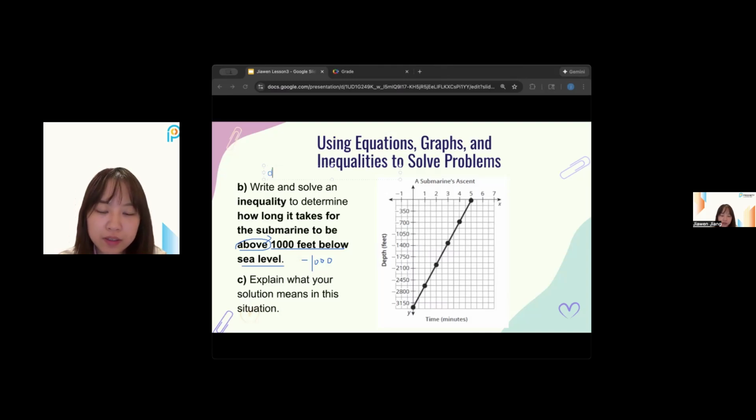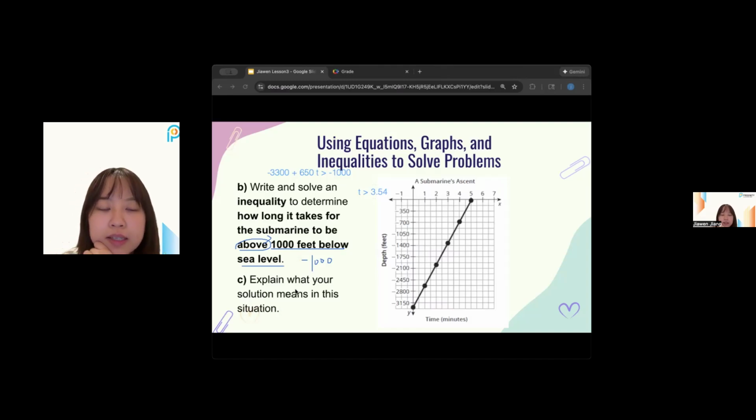So we got D greater than minus 1,000, right? And D before is minus 3,300 plus 650 times t, right? And then use your calculator to get the answer. So at the end, we got the answer t greater than 3.54 minutes, okay?